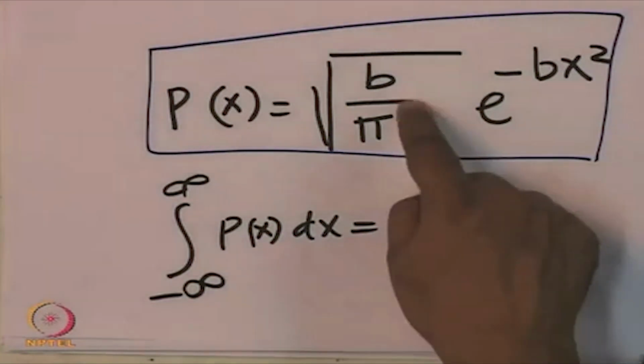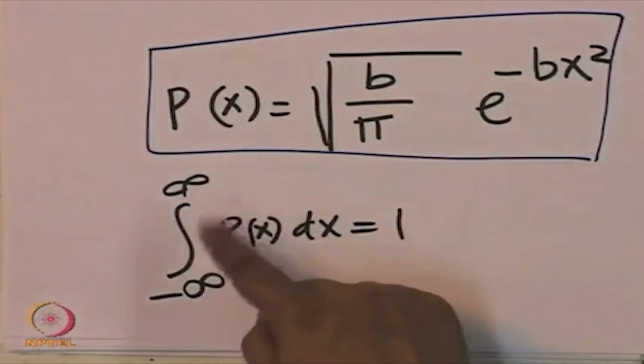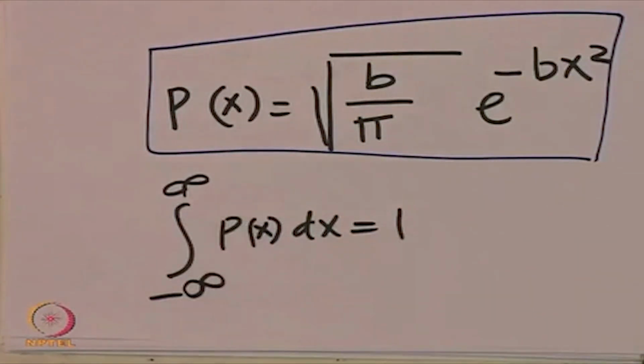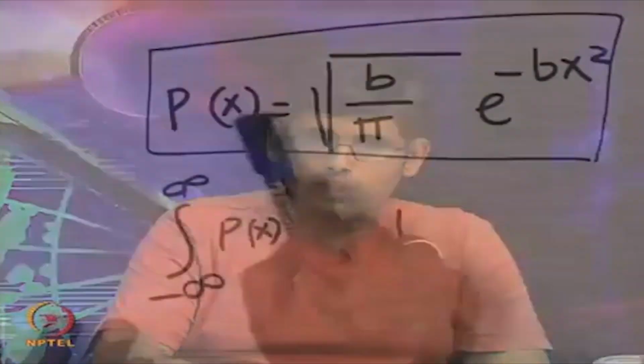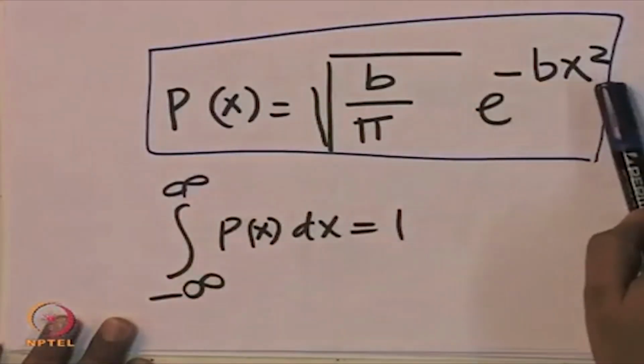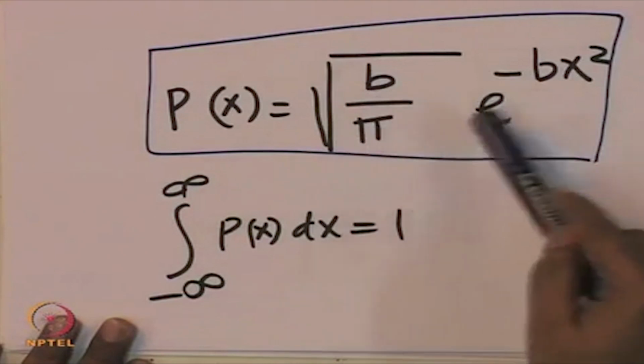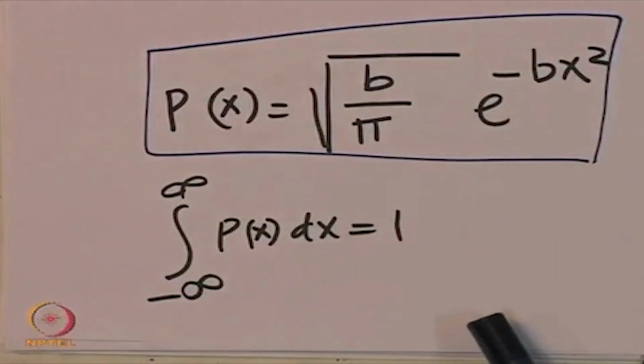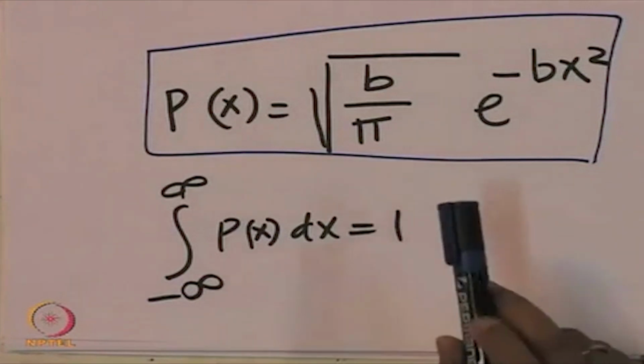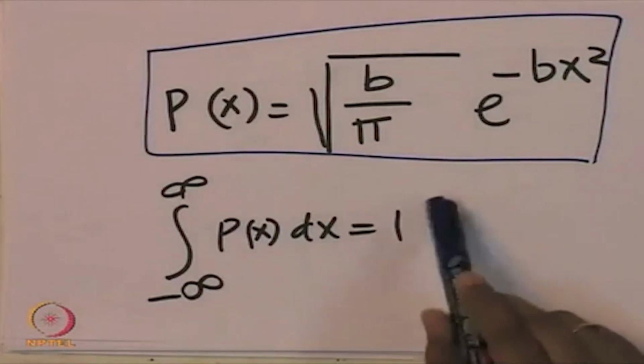Now, this root of b by pi is written in such a way that the total integral is 1. Well, now what do we want to find out? We had this first question: what is standard deviation? For the moment, to begin with, we will consider this particular form for the probability distribution, P of x equals root of b by pi e power minus b x square. Then we will find out for this particular case what is the average and the standard deviation.